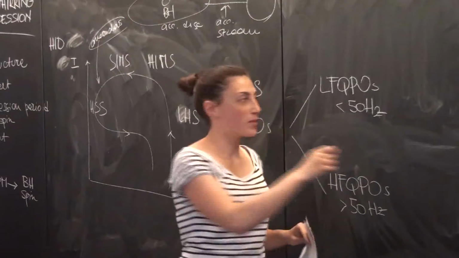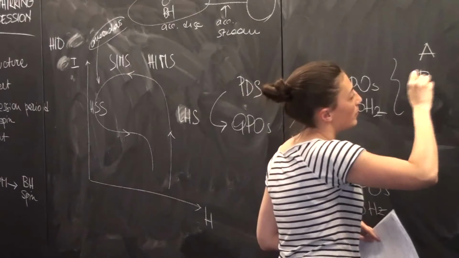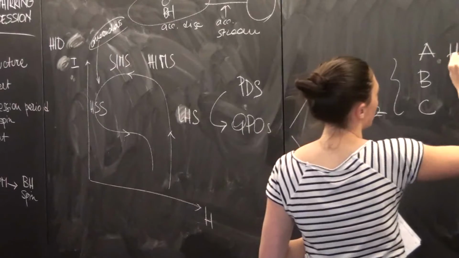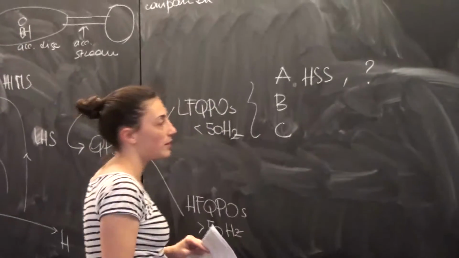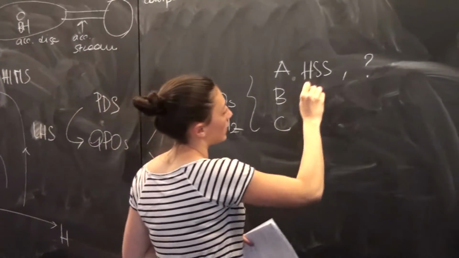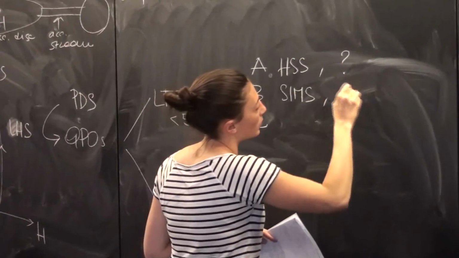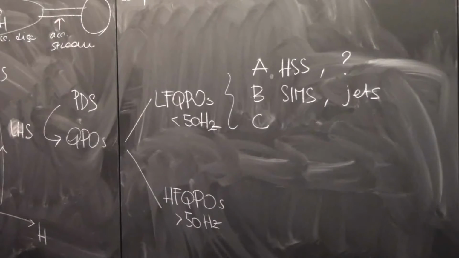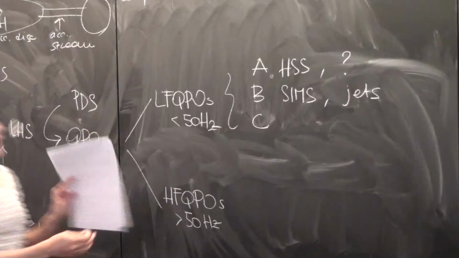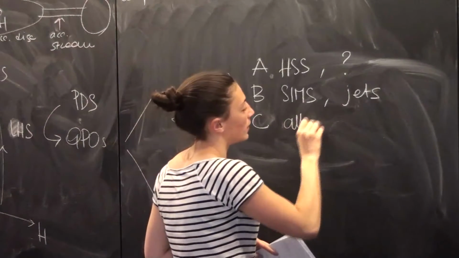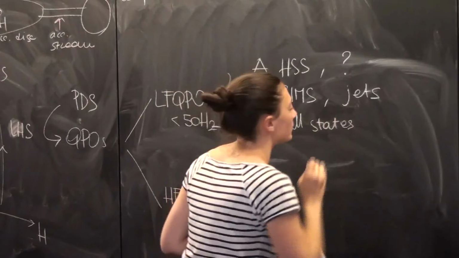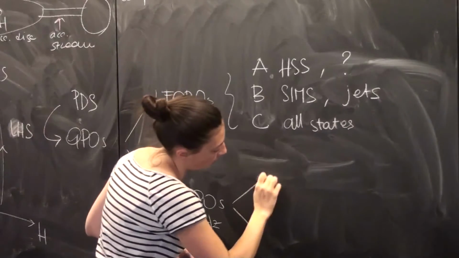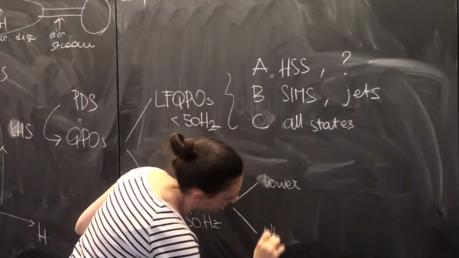Okay, so low frequency QPOs are divided in three types, A, B, and C. Type A QPOs are found in the high soft state, and their origin is still unknown. Type B are found in the soft intermediate state and are associated with jets that are supposed to be launched by the source from the transition between the hard and the soft state. And then finally, type C QPOs are found in all states. And then high frequency QPOs are divided in lower and upper.